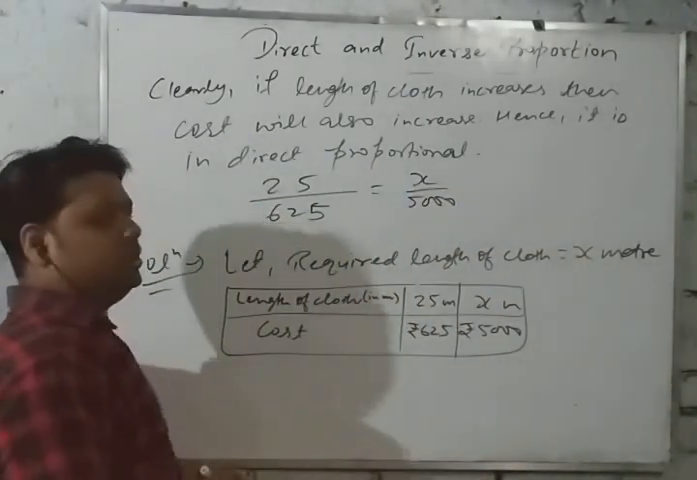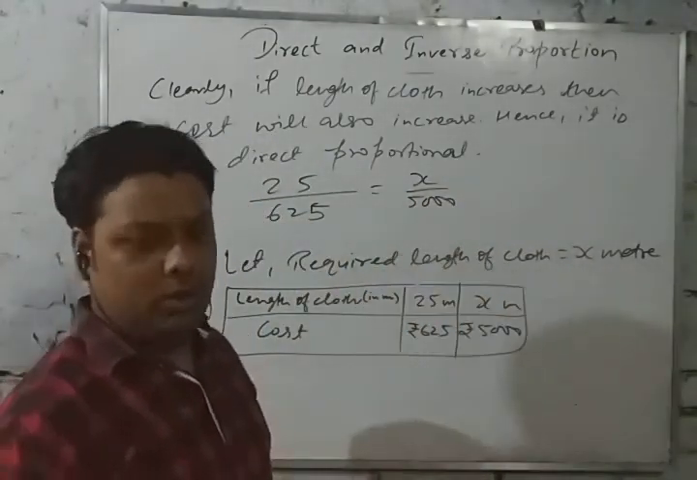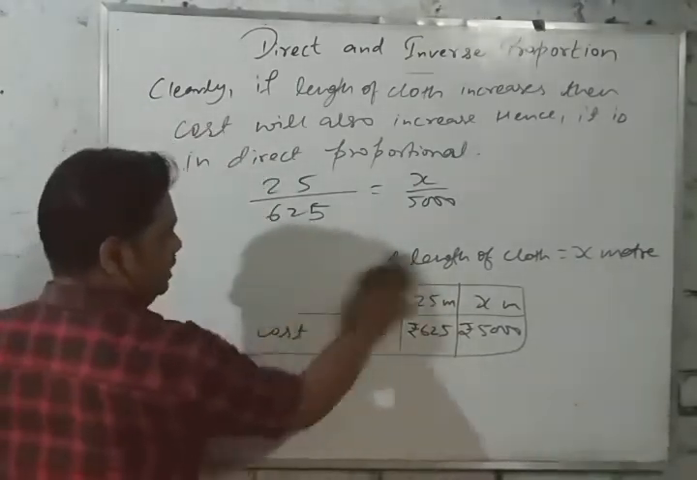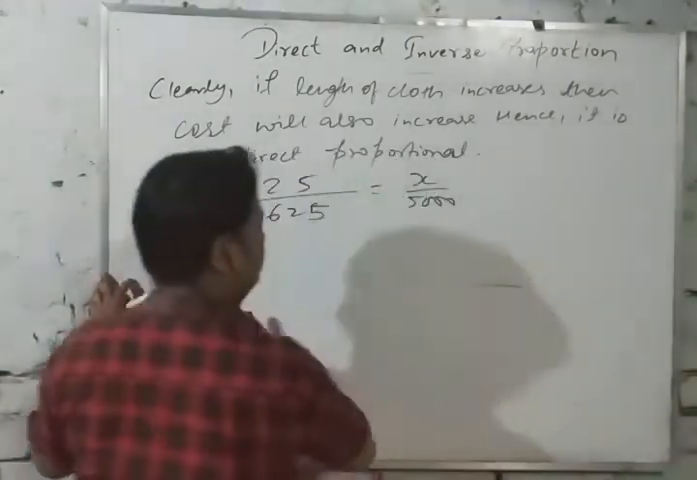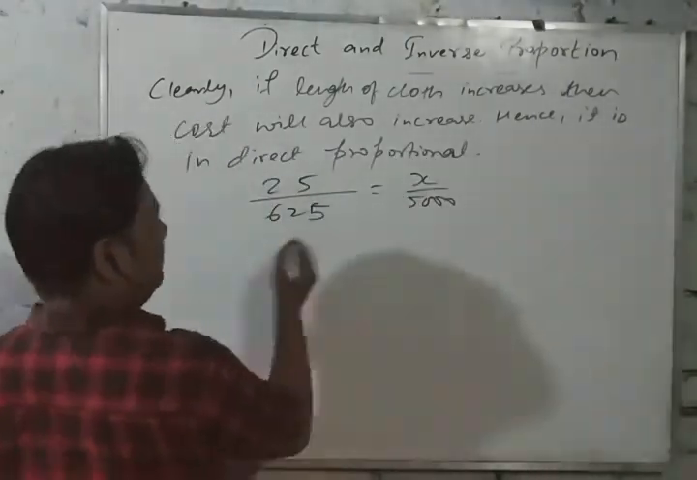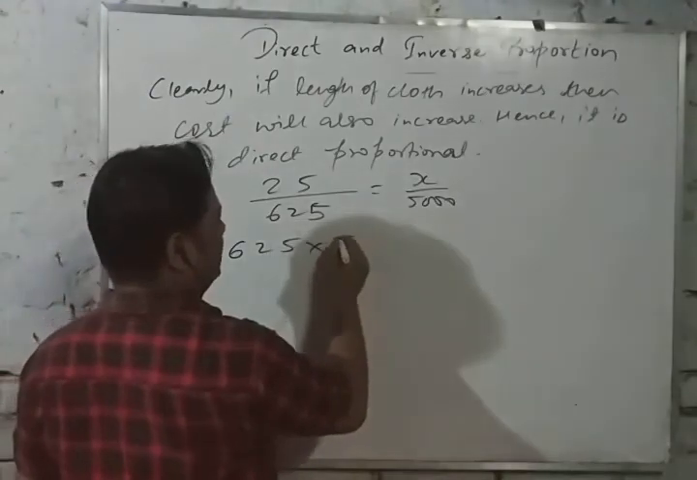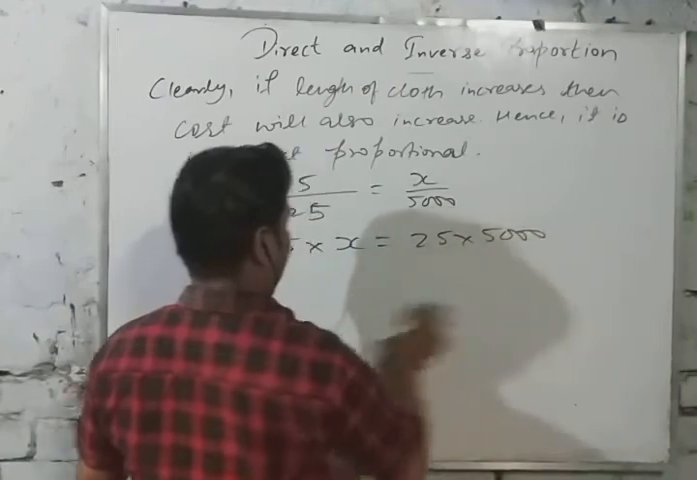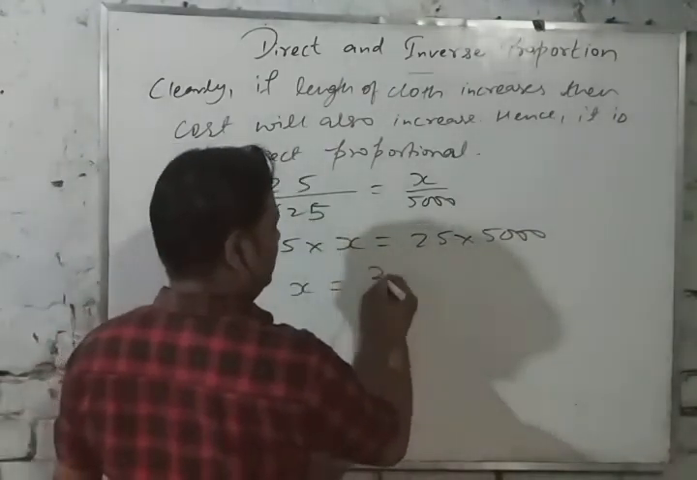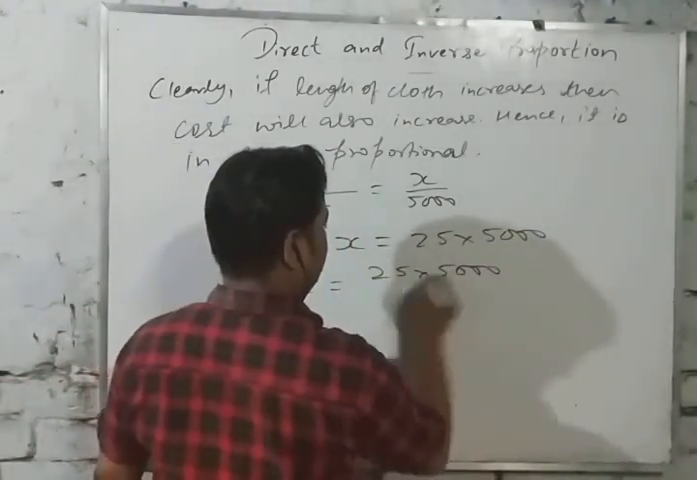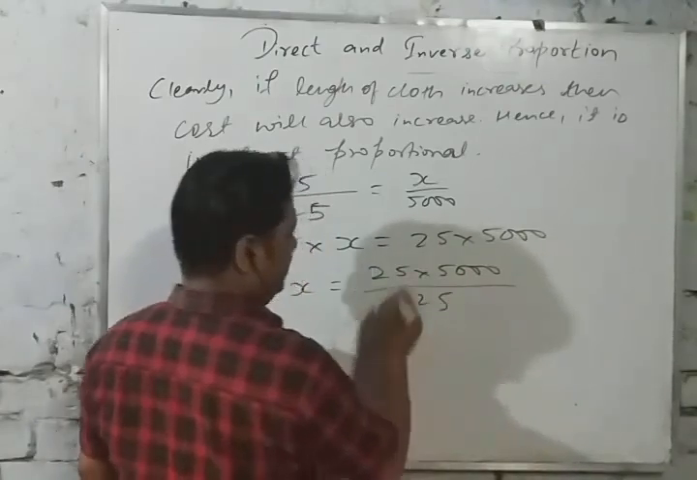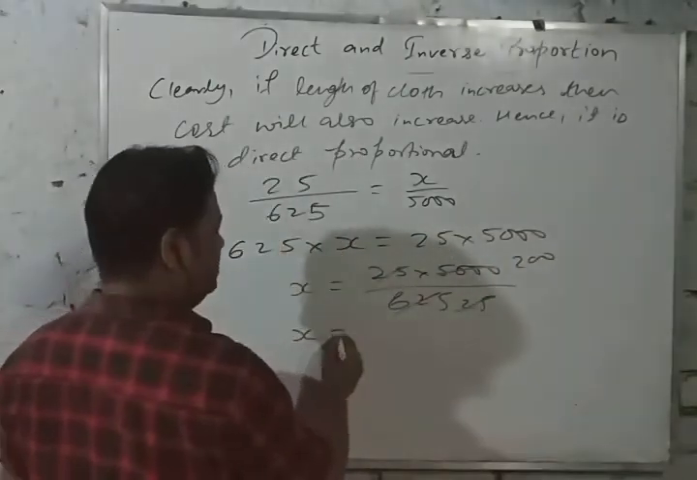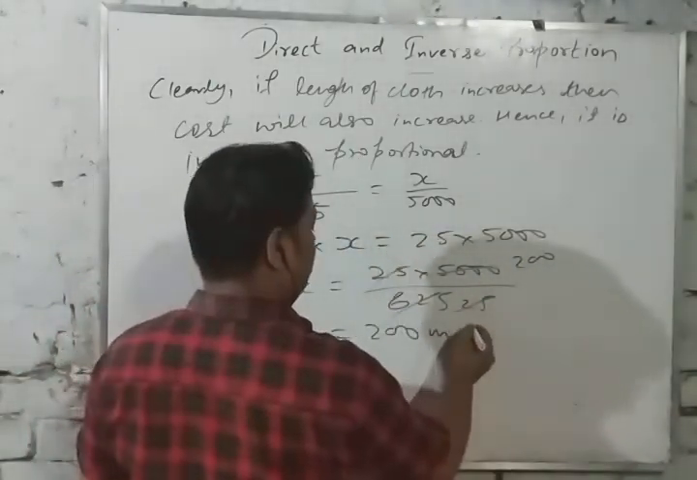Now in the calculation there is no need to write any unit, but at last we will write the statement also. So let's solve it. Cross multiplication: 625 into x is equal to 25 into 5,000. Then x is equal to 25 into 5,000 by 625. 25 cancels, and 25 twos are 50, giving 200. It means x is equal to 200 meters.